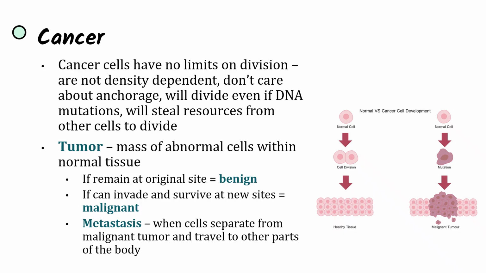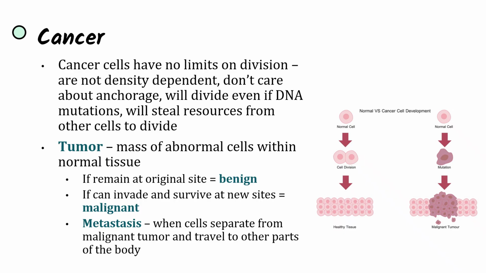And it's going to be composed of cancer cells, which have no limits on division. They're not density dependent. Even if the space is crowded, they will continue dividing and they will steal resources from other cells. They don't necessarily care about anchorage. And they'll divide even if there are DNA mutations and the checkpoint isn't passed. They'll find ways to bypass that checkpoint.